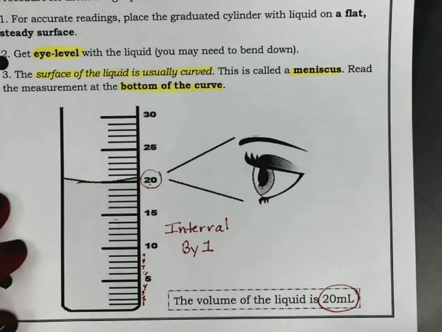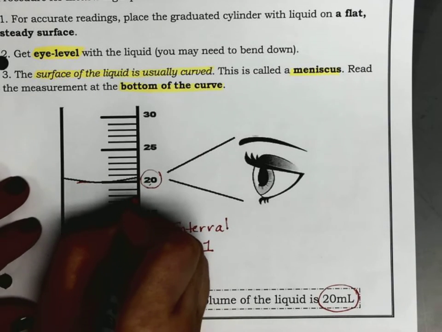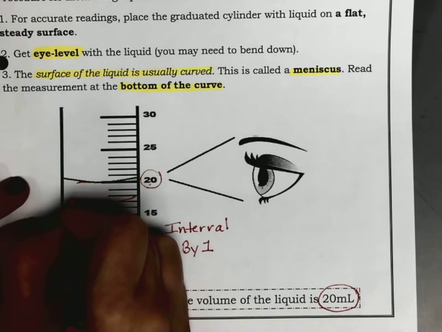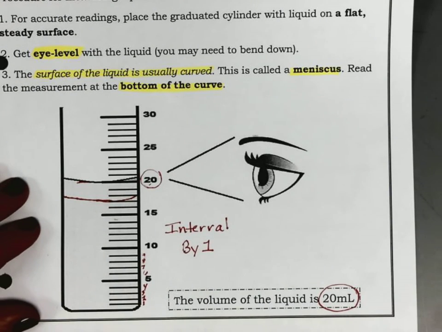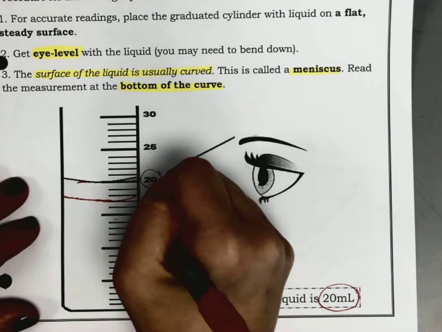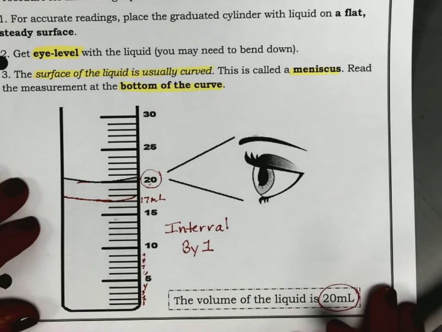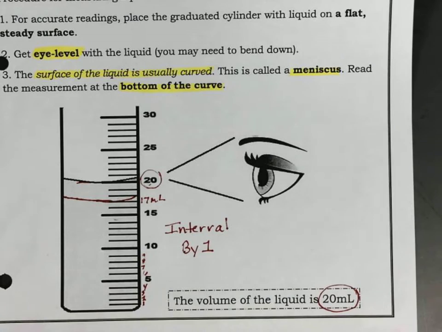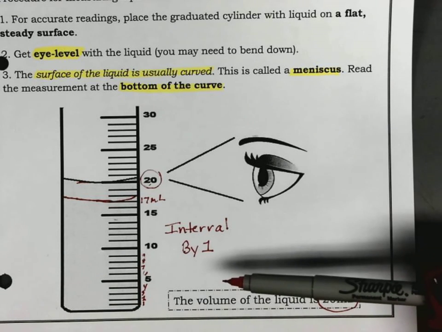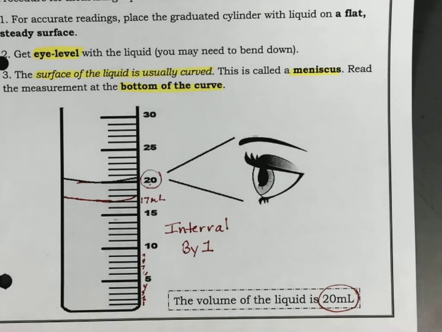So for example, if we were to measure a liquid that came right around here, we would say that this is 17 milliliters. 15, 16, 17. Now, not all graduated cylinders are exactly the same. Some of them go up by 1s, some of them go up by 2s, some go up by 0.1, some of them go up by 0.2. So it's really important to know the interval when you're measuring on a graduated cylinder. If you have any questions, make sure you see this one.